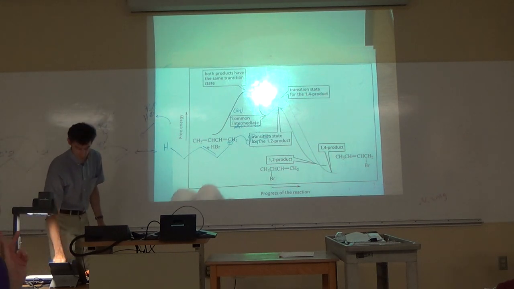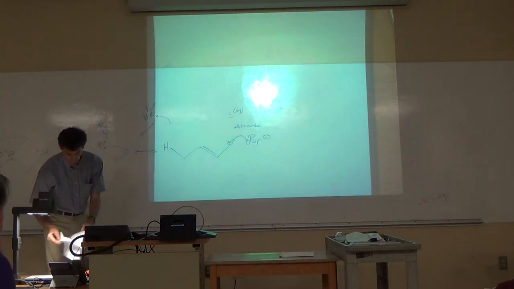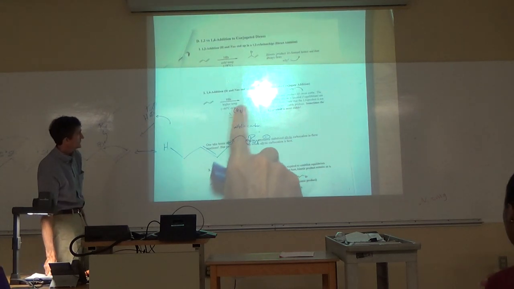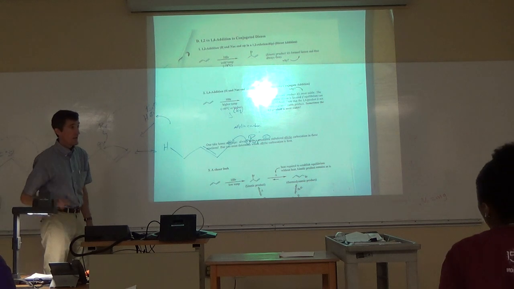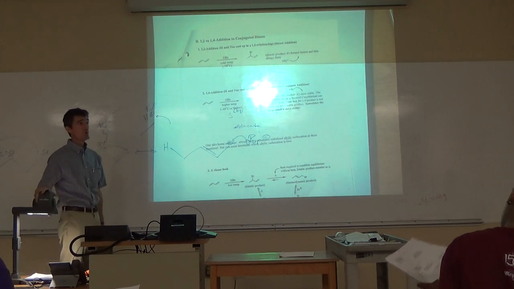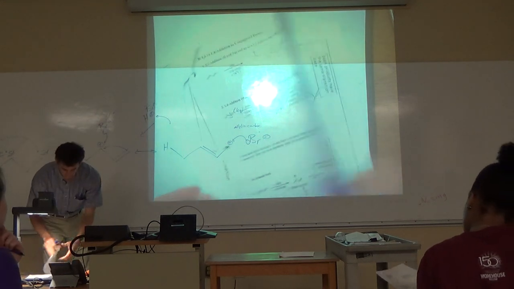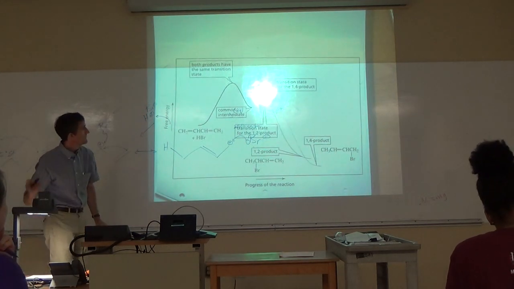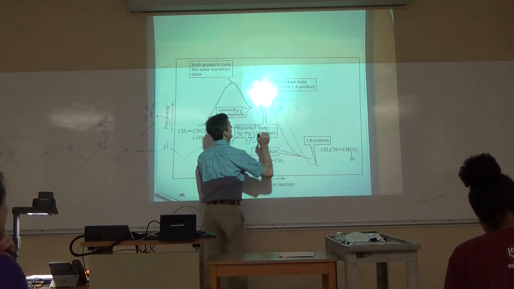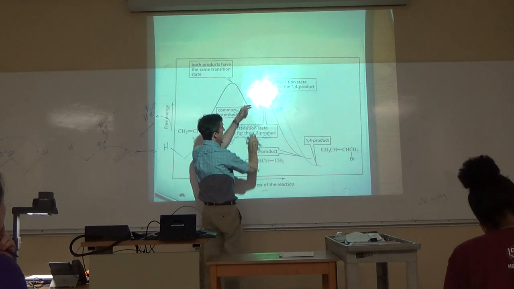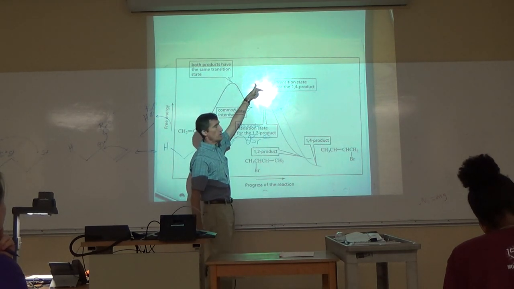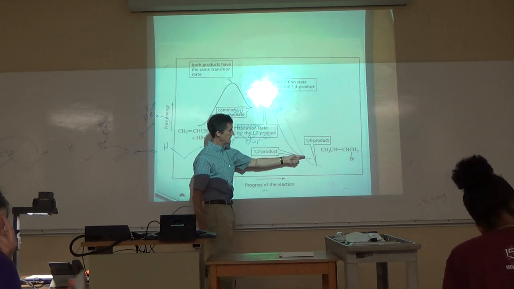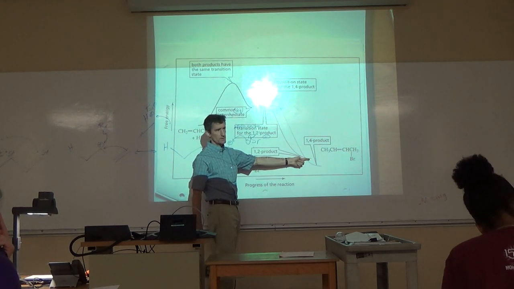And where's energy going to come from? Heat. That's why, back over here, you need higher temperature to form this. If you keep the temperature cold, if it's cold, it will never have enough heat to go up there. If it's cold, it comes this way. And there you go, you get the 1,2 product.